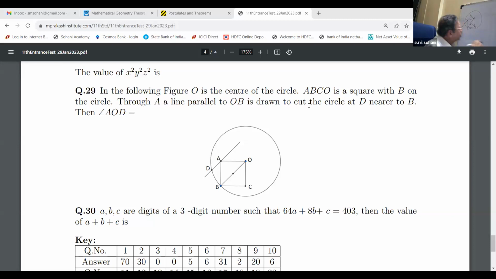Since they are asking for angle AOD, let me join points D and O and mark this angle that is required, and darken it. Now first thing, let me say AO is 1 unit. Since ABCO is a square, if AO is 1 unit, then all other sides are 1 unit.